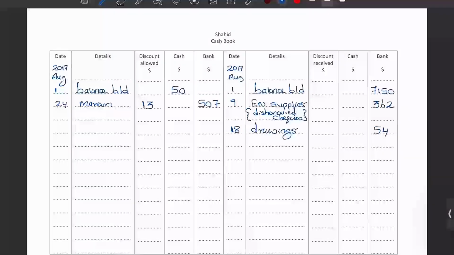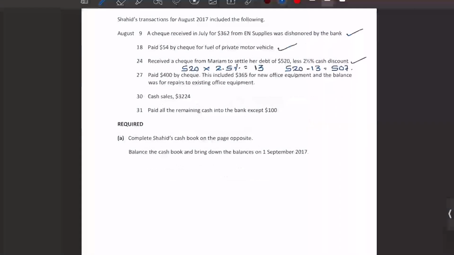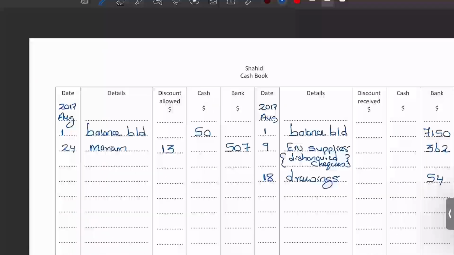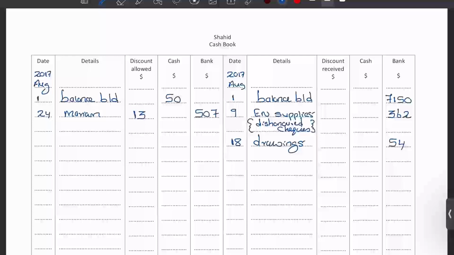Okay. So the next transaction given to you. Paid 400 by check. What will happen to money in the bank? If you pay 400 by check, money in the bank will reduce. You are paying. Then money in the bank account will reduce when you make any payments. Okay. But careful. This included 365 for the new office equipment and the balance was for what? Repairs. You can't enter 400 directly. Money in the bank is reducing. What should I do? Credit. Enter it like this. 365. So how much is the balance?